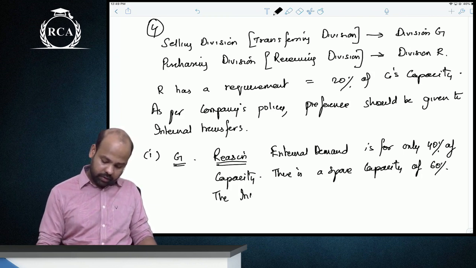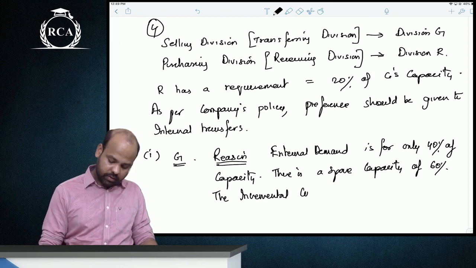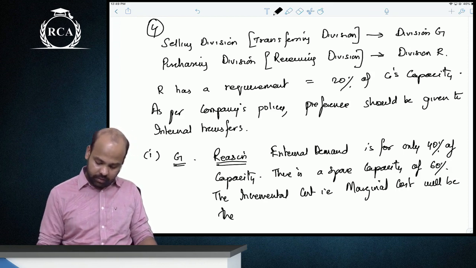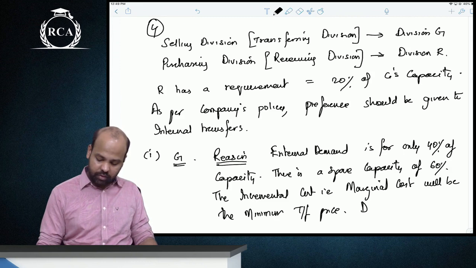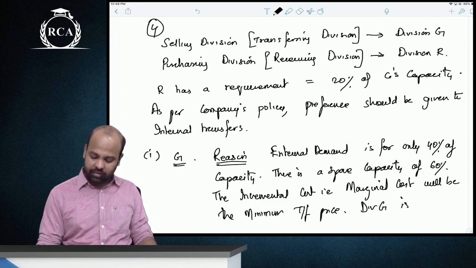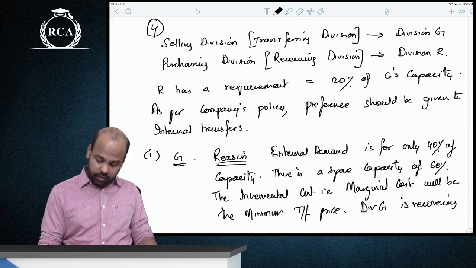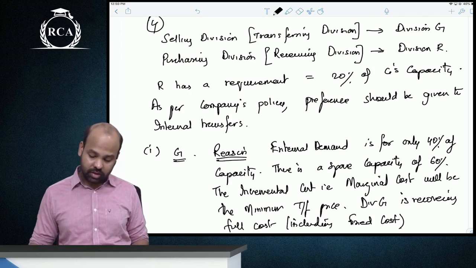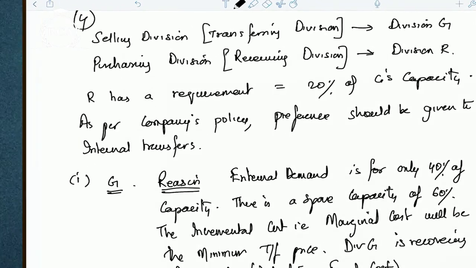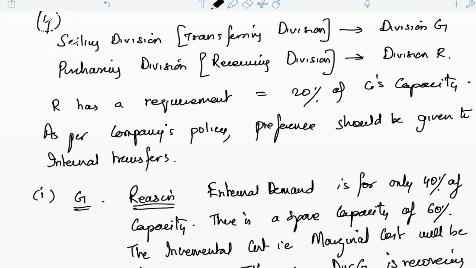The incremental cost, that is marginal cost, will be the minimum transfer price. Marginal cost will be the minimum transfer price. However, division G is recovering full cost, including fixed cost portion. So obviously it is in an advantageous position. Including fixed cost, that is why they are in an advantageous position. I'll zoom in, guys, wait for a minute. I hope you all understood this, guys. Write all of that information, then I will give the answers to the other bits, guys.